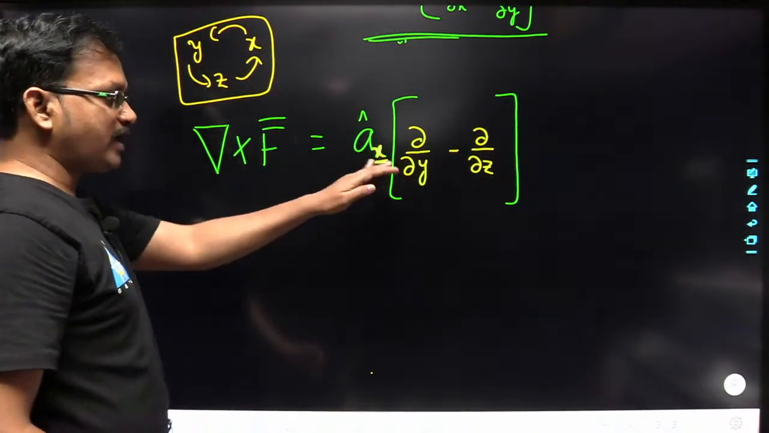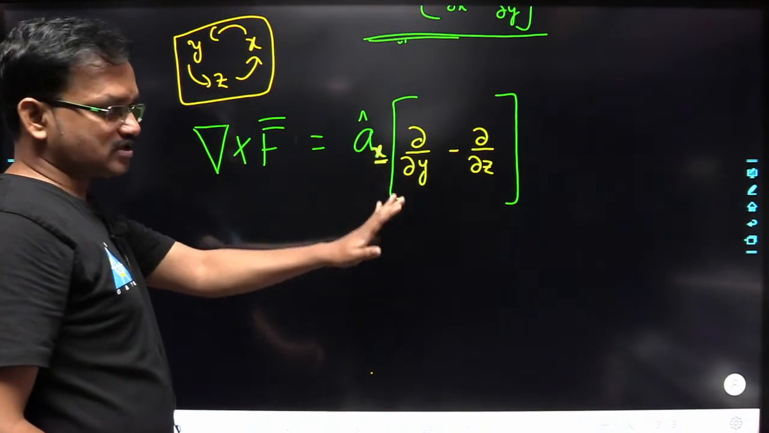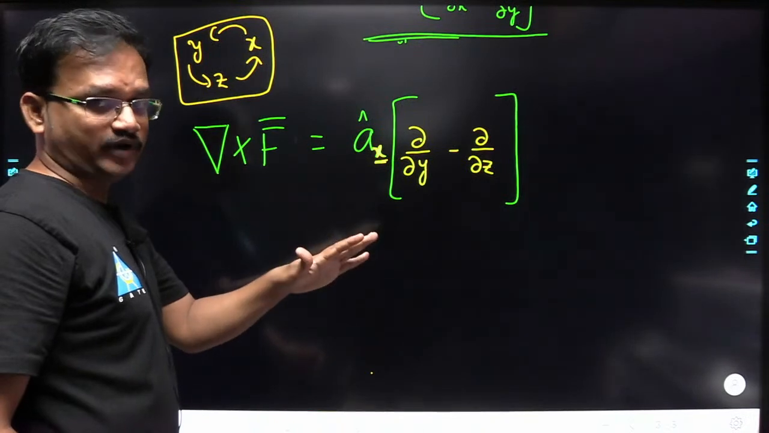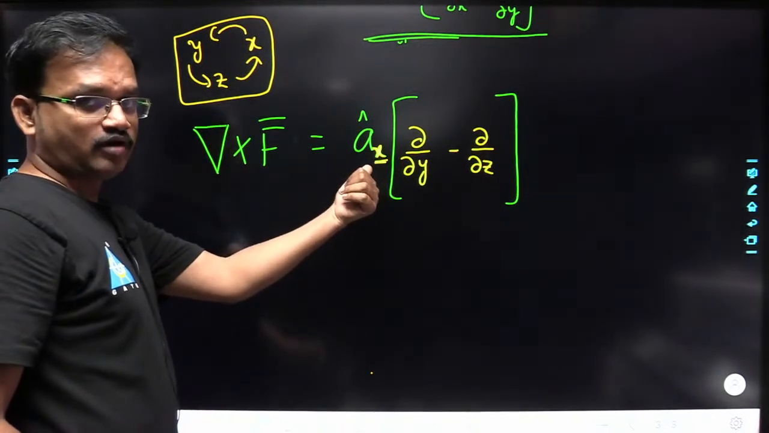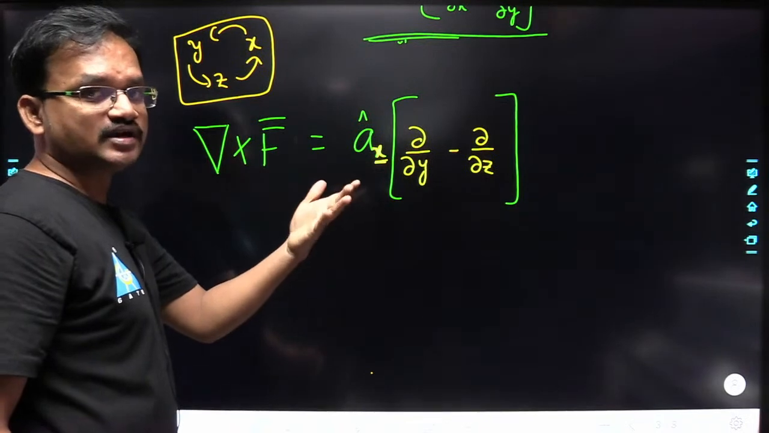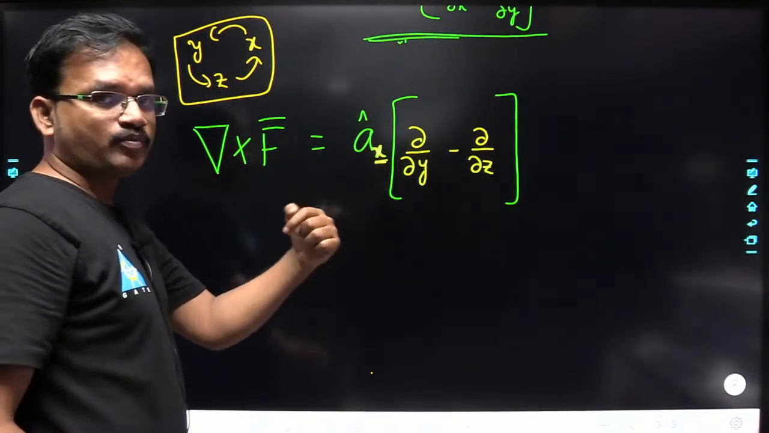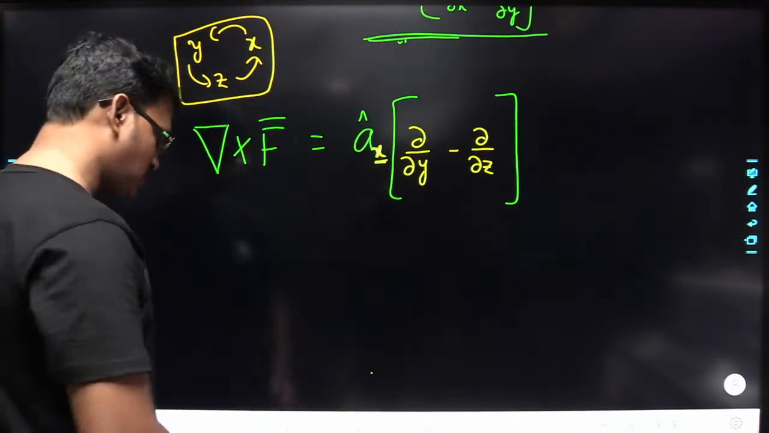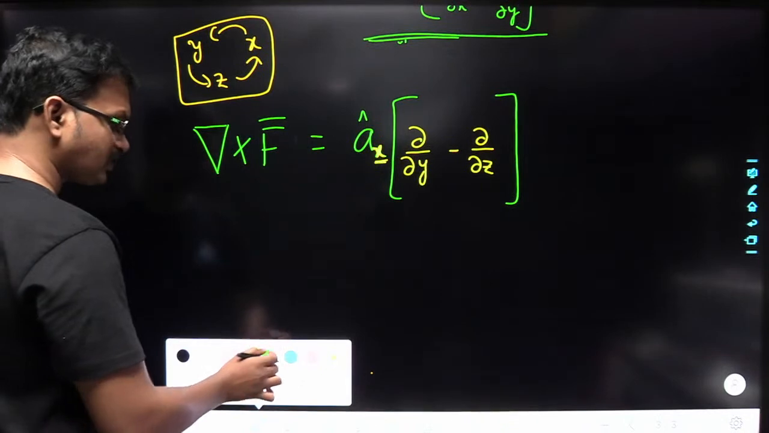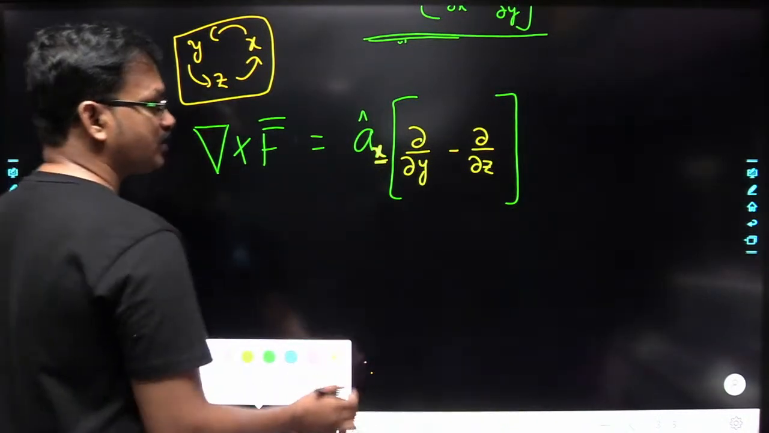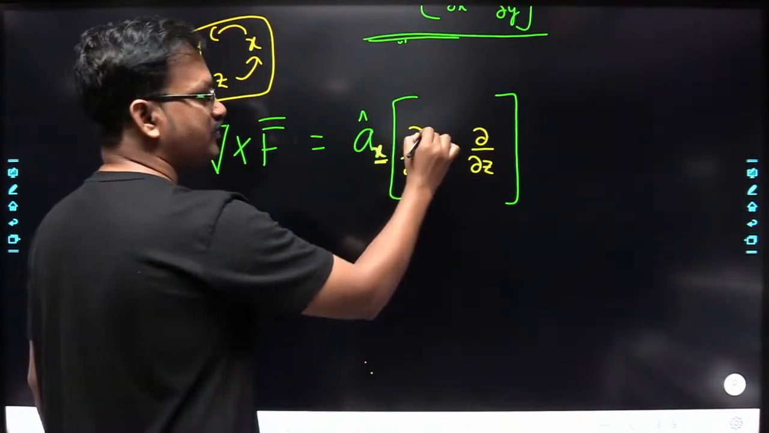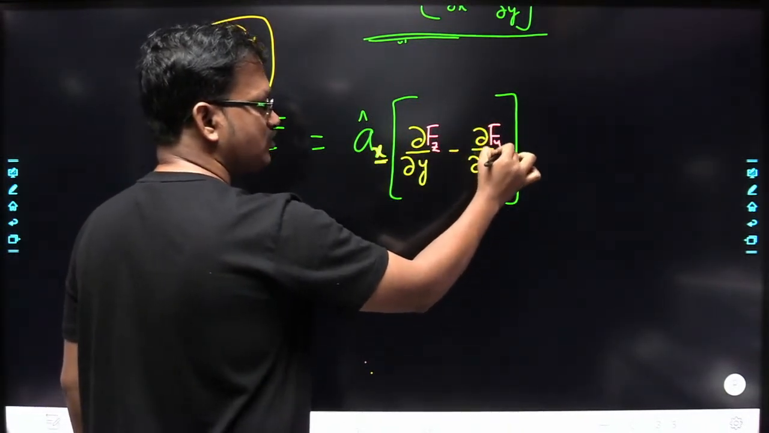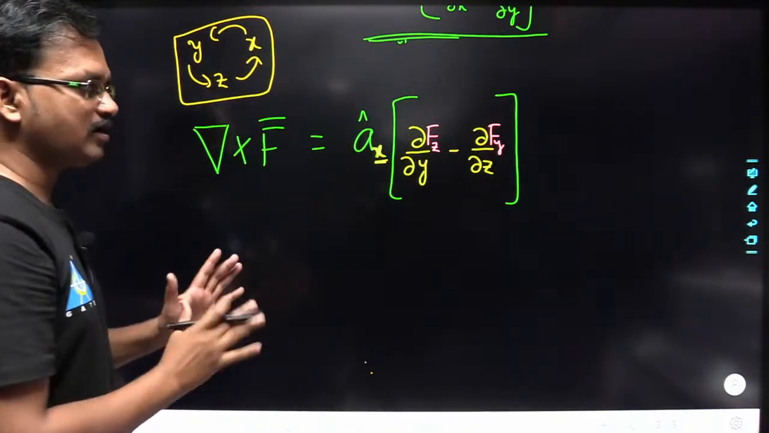Okay, so whenever you are writing the x component of curl, you have to differentiate the y component and z component. You have to differentiate the y component with respect to z and differentiate the z component with respect to y. Yes or no? So here you have to differentiate the z component with respect to y and the y component with respect to z. So the x component of curl is completed.